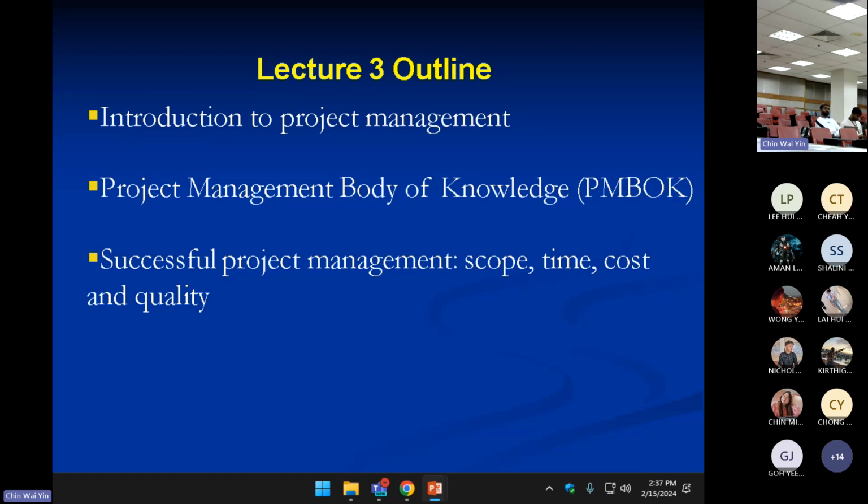Because it's a balance and it's also a competing balance. These are actually competing demands. They compete against each other. So, to ensure that your systems development project is successful, you have to manage these competing demands in project management. And then the last part of this lecture, we're going to look at the project life cycle.